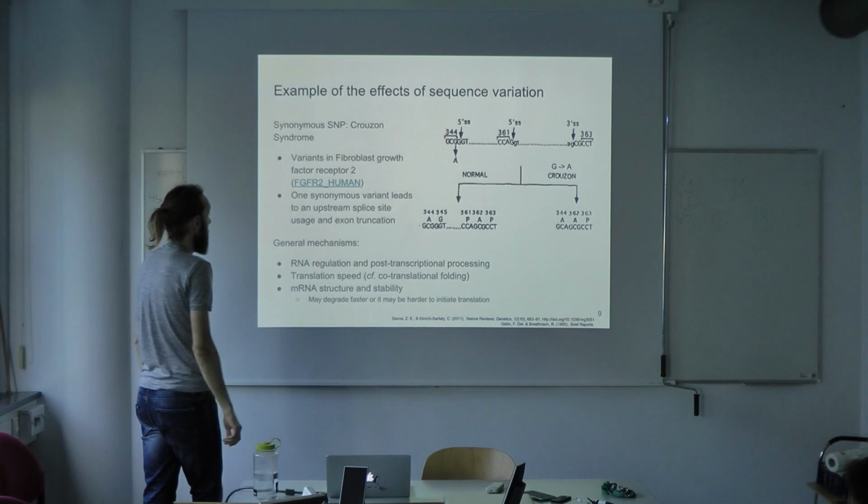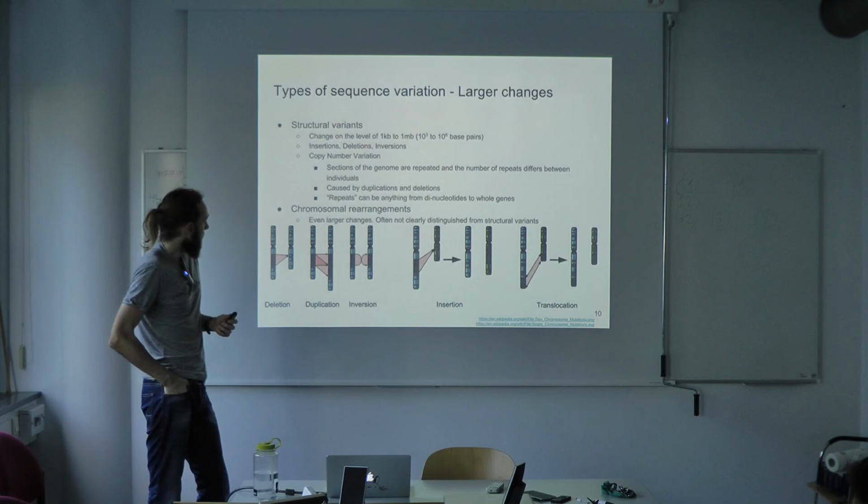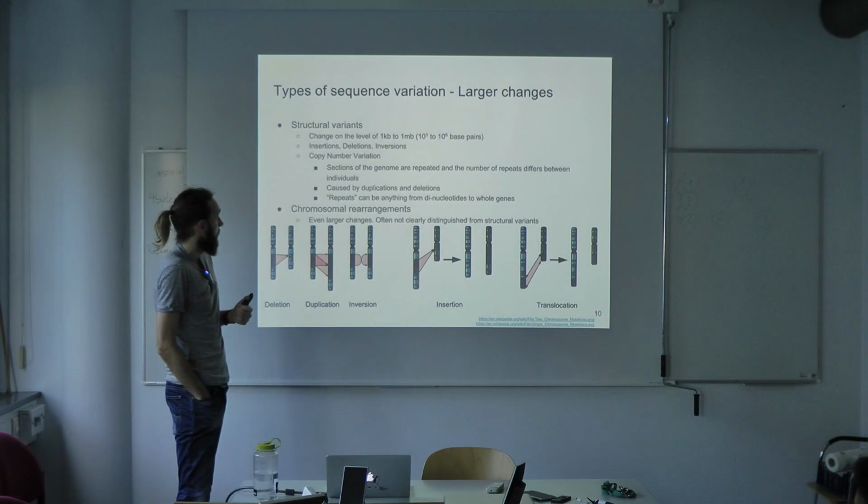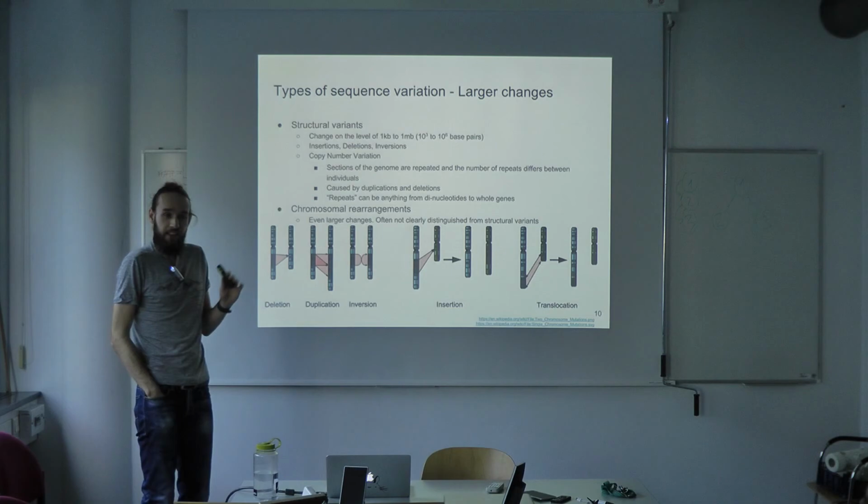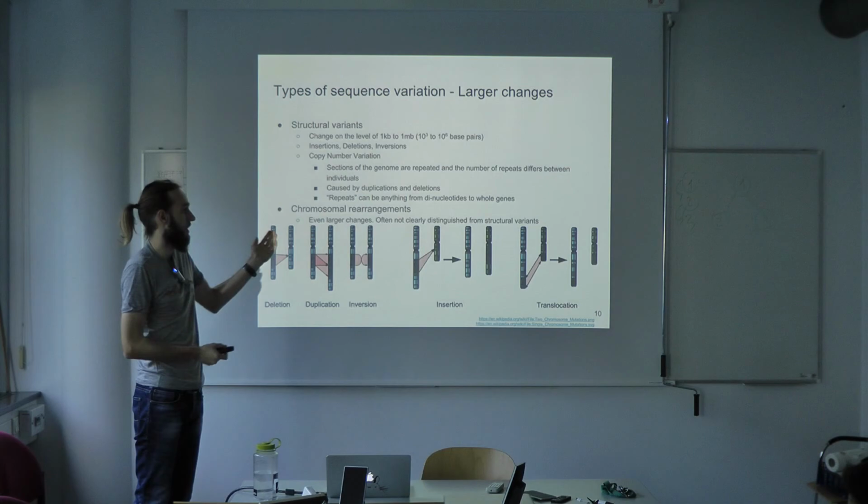Okay, so these are both single nucleotide changes. What do we have next? Structural variants. That's now again a different kind of variation. Here we have more or less the same idea. It's insertions, deletions, inversions, but it's just on a larger scale. It's not just a few nucleotides. It's from 1,000 to 1,000,000 base pairs at once where this happens.